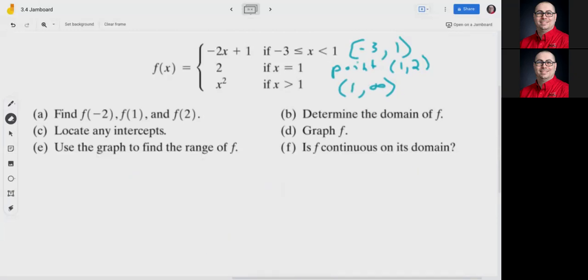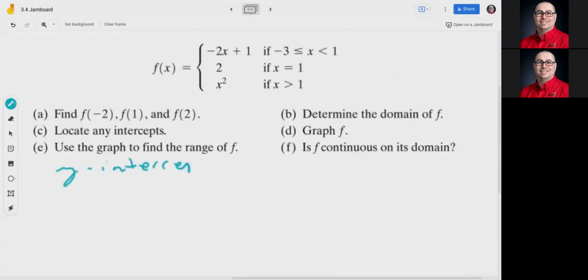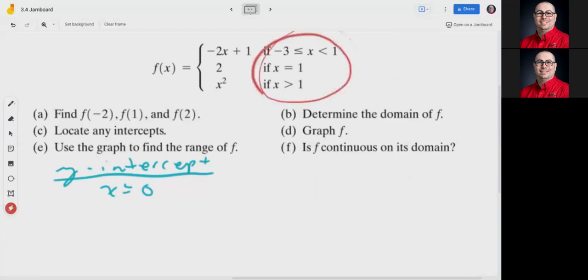Let's talk about intercepts. The x-intercept is the more difficult, so let's look at the y-intercept first. Remember, for y-intercepts, that is in our function where x is equal to 0. All we need to do for a piecewise defined function is figure out which piece allows x to be 0. Well, it's not where it's 1. It's not where it's greater than 1. It's going to be this piece right here.